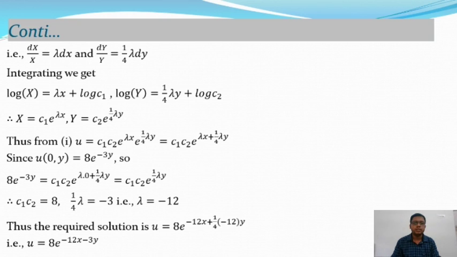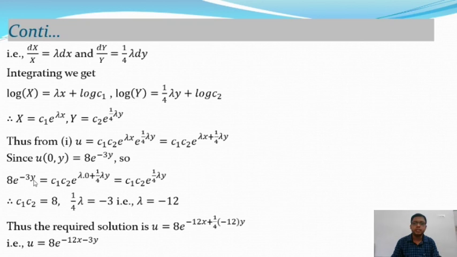So from this we will get the general solution of u is equal to c1 c2 into e to the power lambda x plus 1 by 4 into lambda y. Now put the boundary condition on the general solution. The boundary condition is u of 0 comma y is equal to 8 into e to the power minus 3y. That means when x is equal to 0, u of x comma y is equal to 8 into e to the power minus 3y.